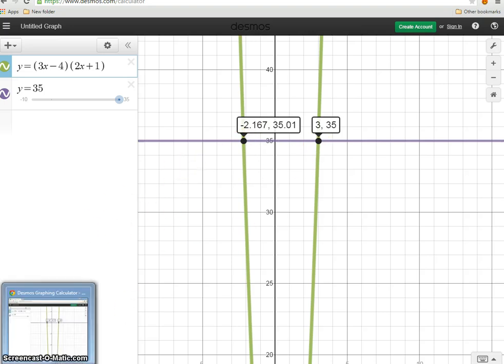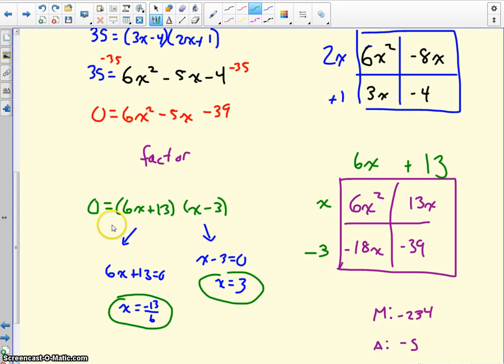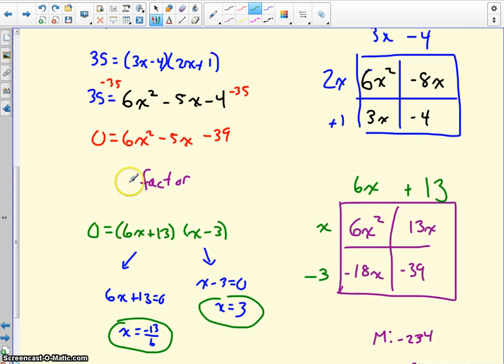My method here was to bring everything over to one side of the equation that was equal to 0 on the other side, and then find the zeros of that new equation. Once we have that, that will solve our equation every time.